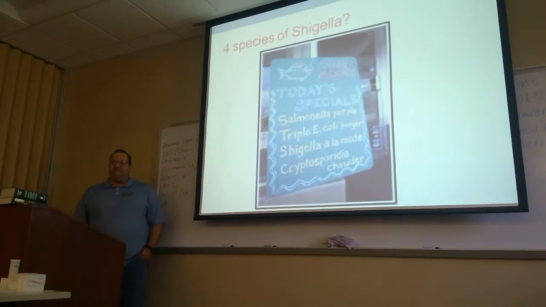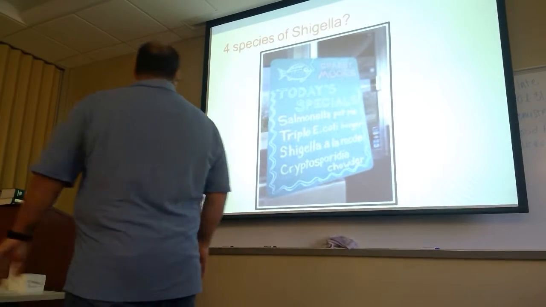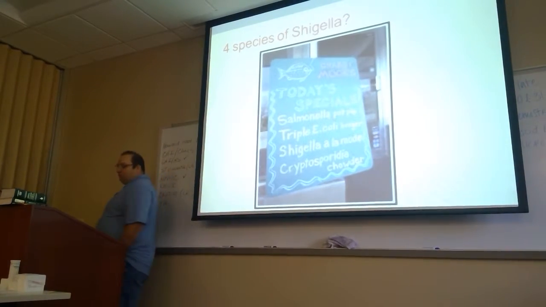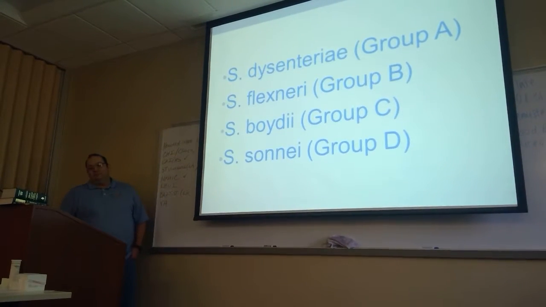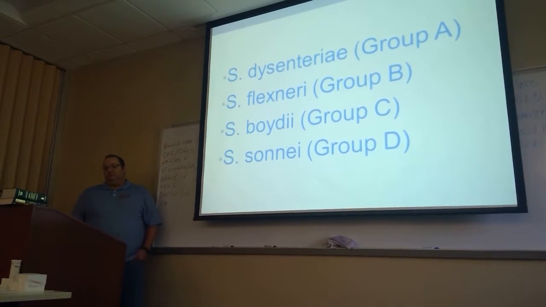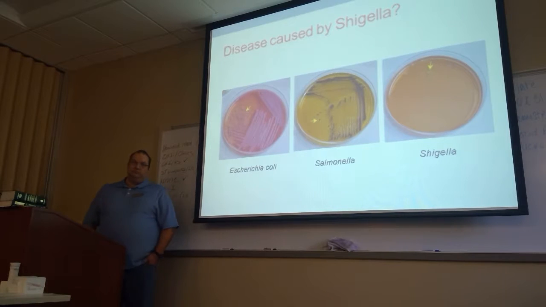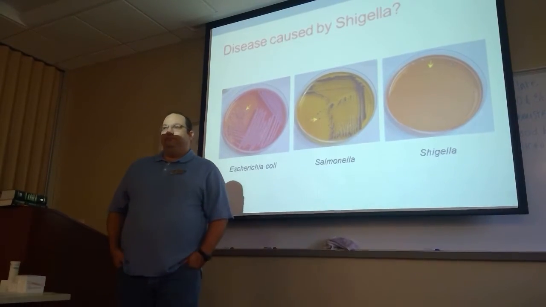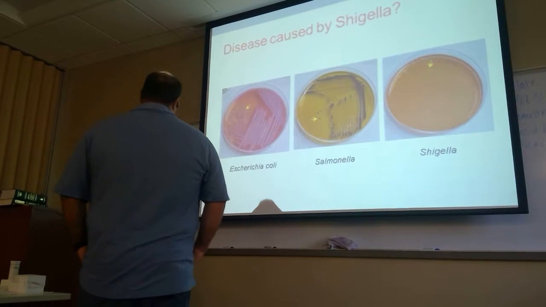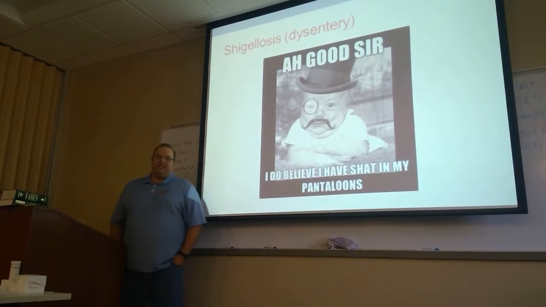What are the 4 species of Shigella? Dysenteriae, Flexneri, Boydii, Sonnei, and know the groups that go with them: A, B, C, D. Sonnei takes DVDs. What disease is caused by Shigella? It's not called Shigella, that's the name of the organism. Shigellosis, also called dysentery.